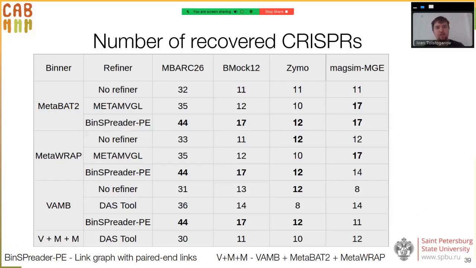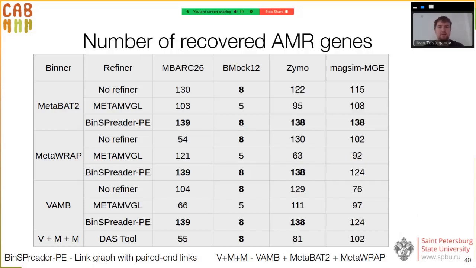Okay, we also show that short edge inclusion approach can be used for conservative sequence recovery. For CRISPR recovery, BinSPreader with paired-end connectivity information shows, again, the best results on all synthetic datasets, except Maxim MGE, where a combination of MetaRap and MGVL shows better results than MetaRap plus BinSPreader. And this is consistent with the results for AMR genes recovery, where BinSPreader is able to reconstruct the most AMR genes.